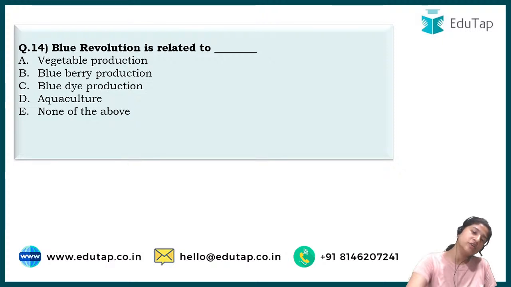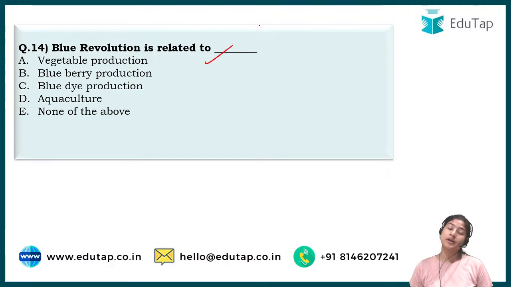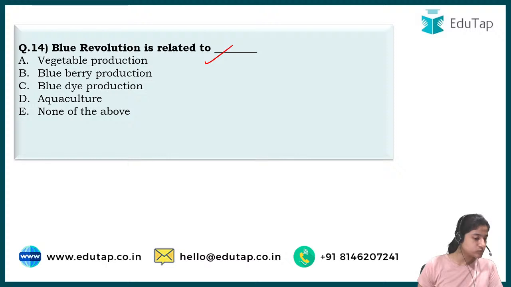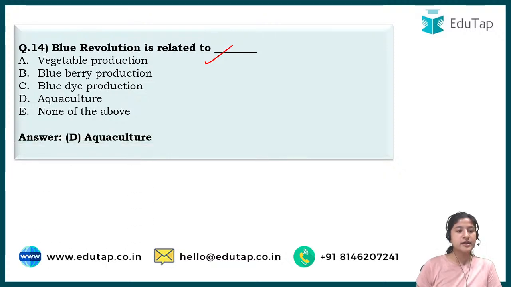Next is, blue revolution is related to, again a question from revolutions. I guess there are three questions that have come in this particular phase this year only, right? The correct answer to this is, Devanjan is the first one to say D, and yes, the answer is D, that is aquaculture only.